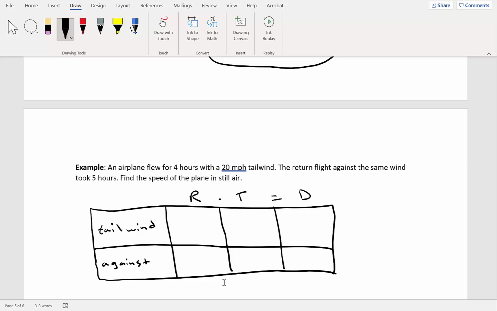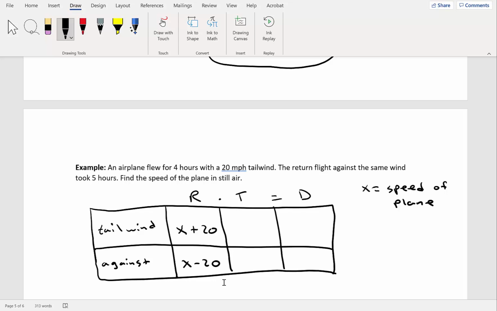So it's asking us to find the speed of the plane in still air. So when there isn't any wind at all, we want to figure out how fast this plane goes. Now with tailwind, so if the wind is pushing against the tail of the plane, that's going to be helping your speed. So we have the speed of the plane plus 20. So let's let x be equal to the speed of plane. Now, if it's going against the same wind, this time the wind is pushing against the plane, pushing towards the front of the plane, which is going to be hurting your speed. So the speed of the plane would be x minus 20.